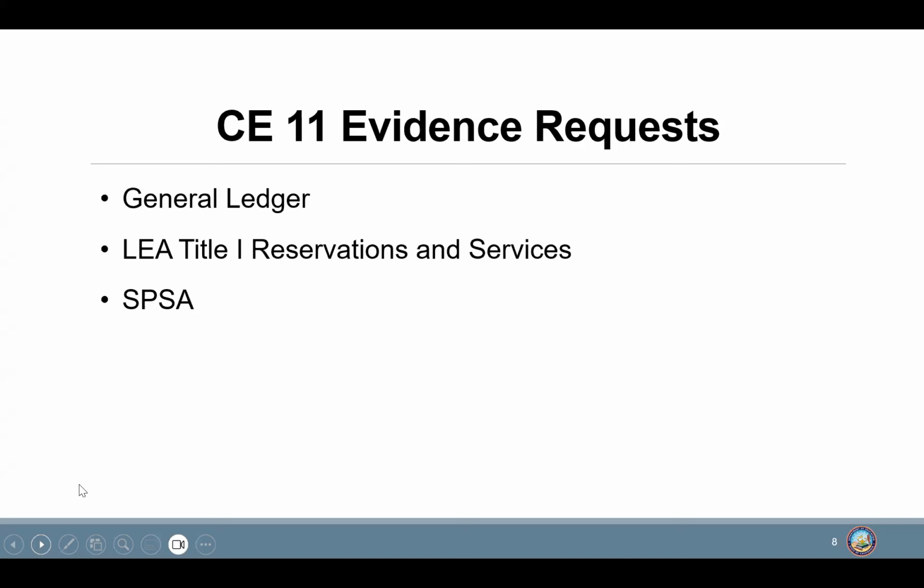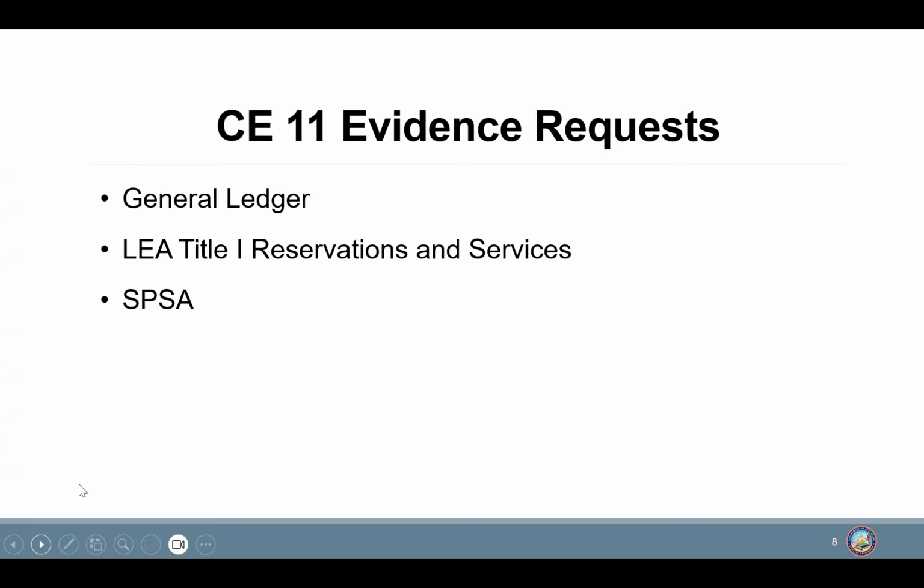The evidence requested for CE 11 includes: 1. The Title I Part A general ledgers for the LEA and each sample school selected for the FPM review. 2. The LEA's Title I reservation and services. And 3. The School Plan for Student Achievement for each sampled school site. The CE reviewer will use the general ledgers to verify the total amount of Title I expenditures to reflect what the LEA has reported in CARS for the district and each school site selected for review.